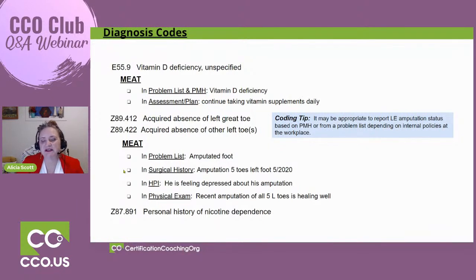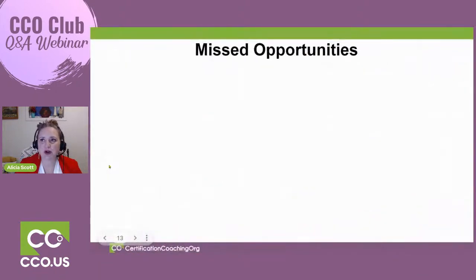Now, what about Z87.891, personal history of nicotine dependence? This doesn't risk adjust, but of course, these are the things that are coded by the provider or the coder for the event for that day, right? This is not the codes that were captured by the risk adjustment coder. Meat for that, though, social history, retired former smoker.